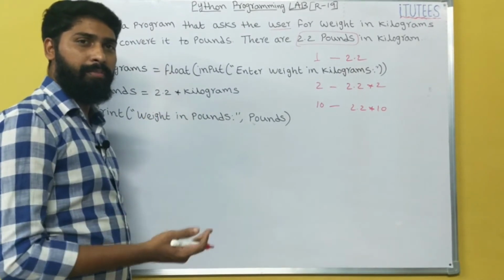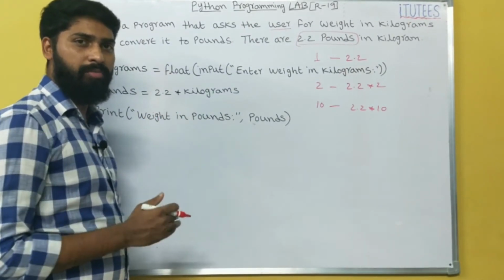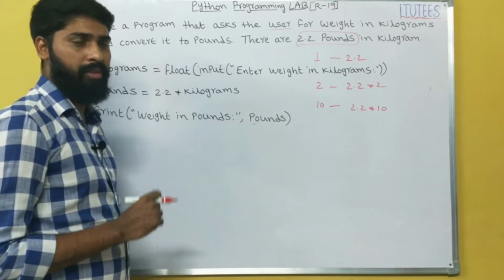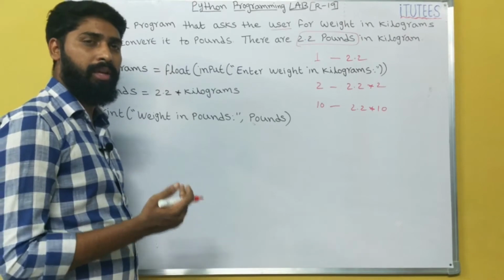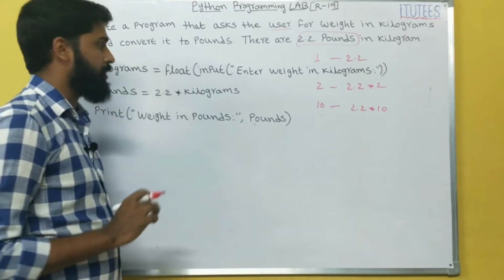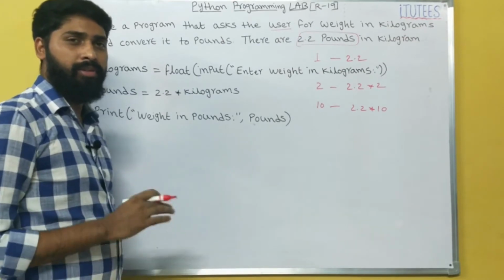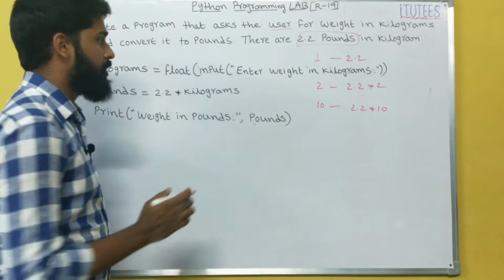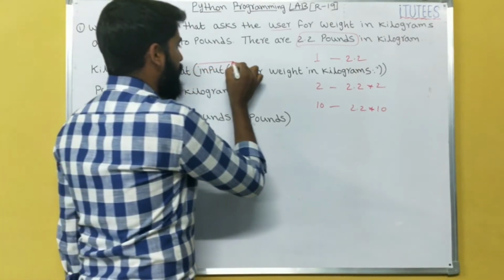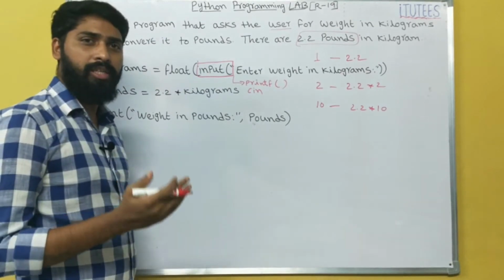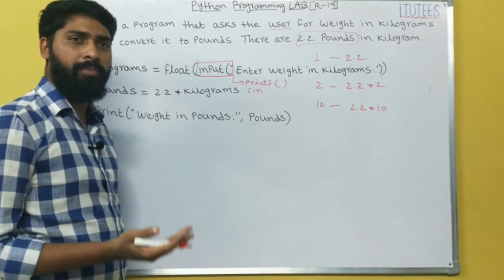You are giving the input in the form of kilograms, and you are going to print the equivalent weight in pounds. Now we see the solution. This is the first program, and I can explain each function in it. The first function is input. The input function is used to read values from the keyboard.